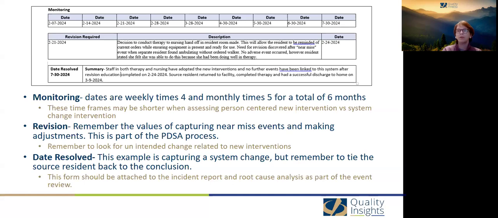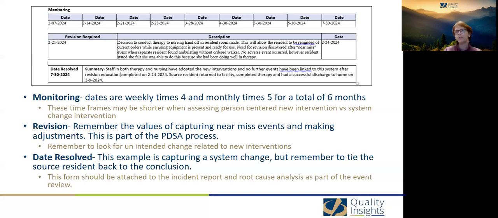A revision is also documented. This need arose after an identified near miss in which a resident was observed walking without her walker and stated that was fine because that's what she was doing in therapy. The revision does include therapy to nursing handoff occurring in the resident room in the presence of the resident to ensure that everyone was on the same page with current safety interventions for that resident. This again is part of a typical PDSA cycle: monitor and review, revise when needed.